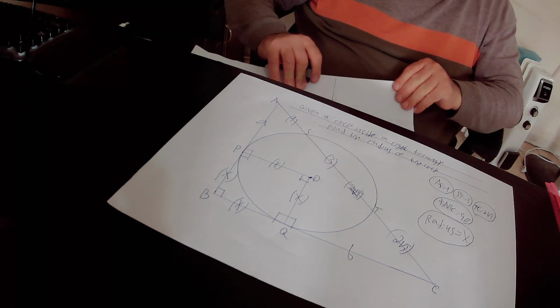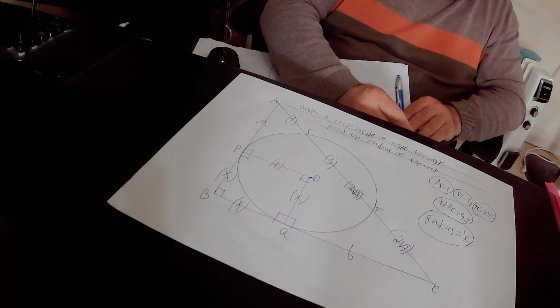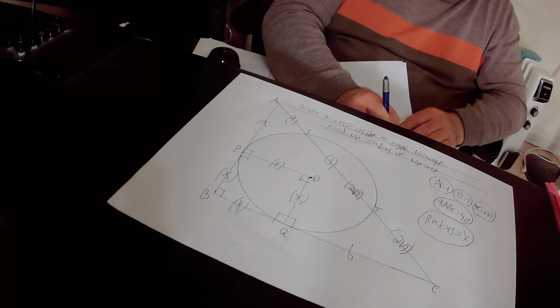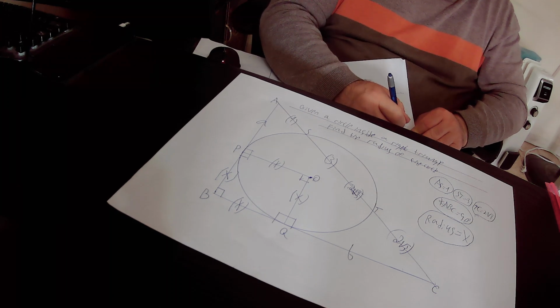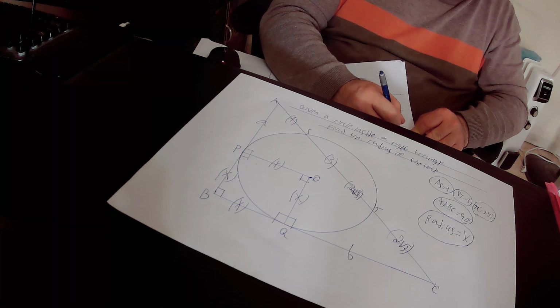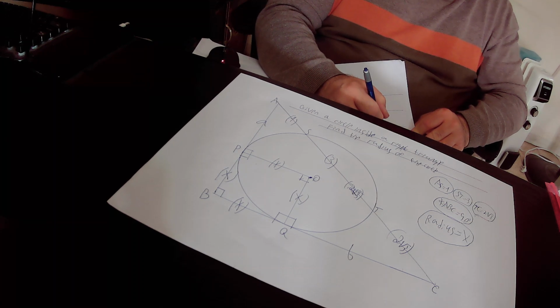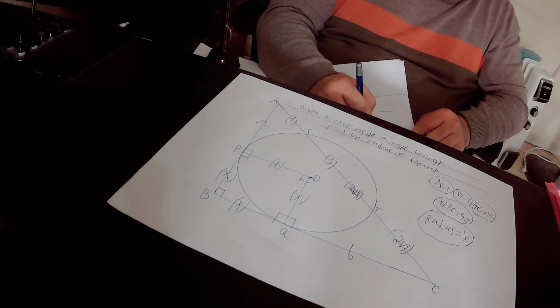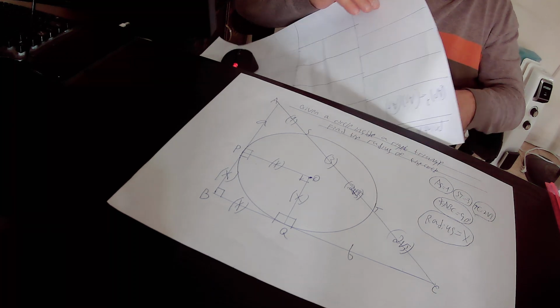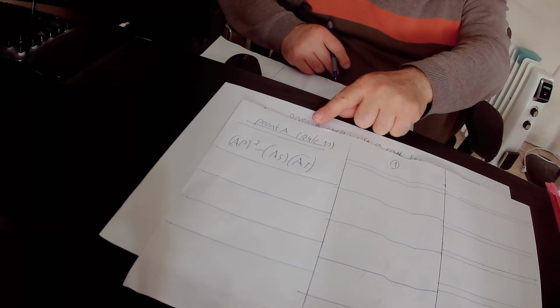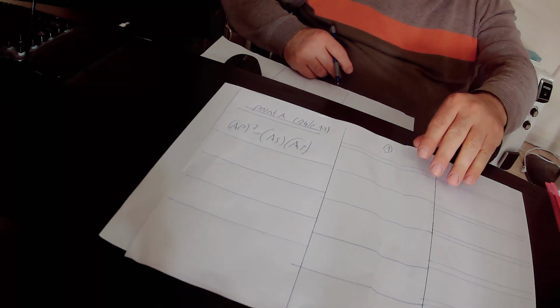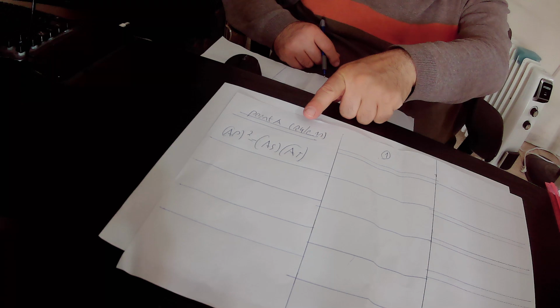So I write it down. In the common external point A, according to rule 10, AP square equals AS times AT. Repeat again. If we focus on the common external point A, we can implement rule 10 in our drawing. According to rule 10, AP square equals AS times AT.